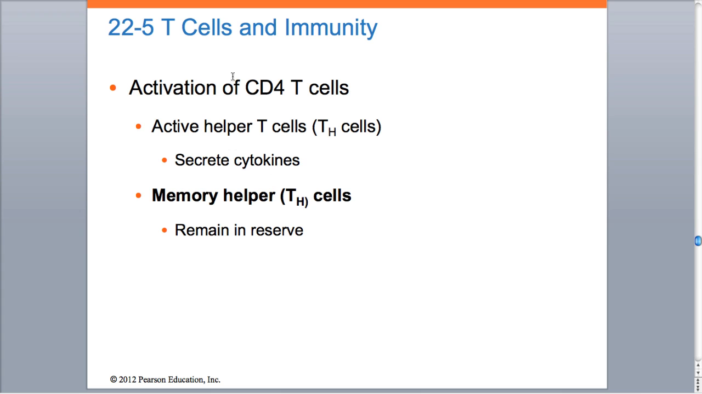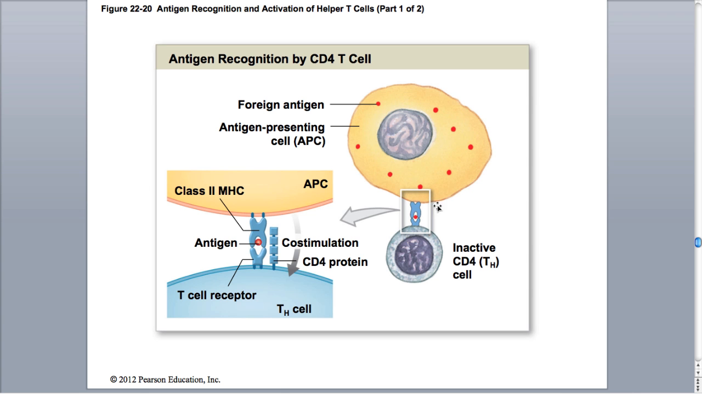Helper T cell. This is a very important one. Notice, helper T cells remain in reserve. And I said earlier that helper T cells are the ones that are going to connect levels 2, 3, and 4 together. And we'll see that. So helper T cells are a very good thing to have. They keep your immune system strong.